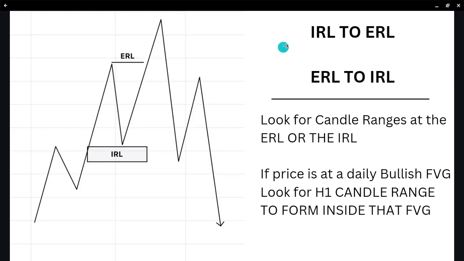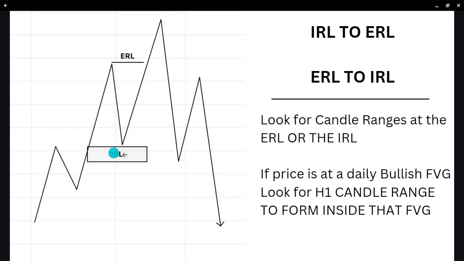Price delivers from internal range, meaning IRL, to ERL, or from the ERL to IRL. Look for the candle ranges. We are trading CRT, right? So we have to look for the candle ranges at the edges, at the external range or the internal range of liquidities. This is an FVG. This is a price move right there. This is an FVG. If price is bullish, it delivers from a high to an FVG over here in a discount.